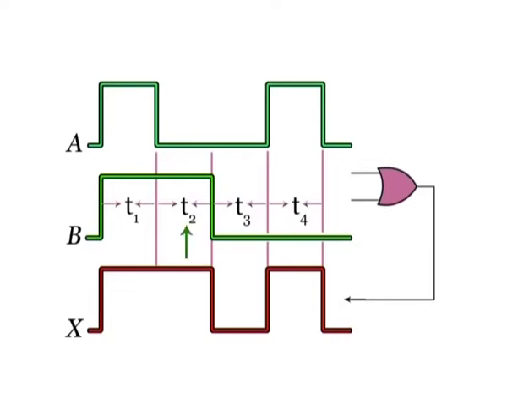During time interval T2, input A is low, but because input B is high, the output is high. Both inputs are low during time interval T3, so there is a low output during this time. During time interval T4, the output is high because input A is high.